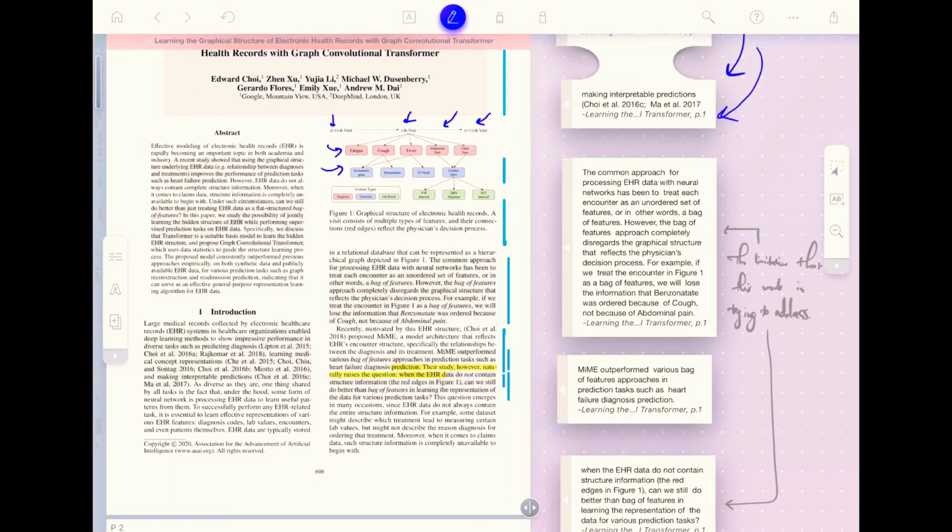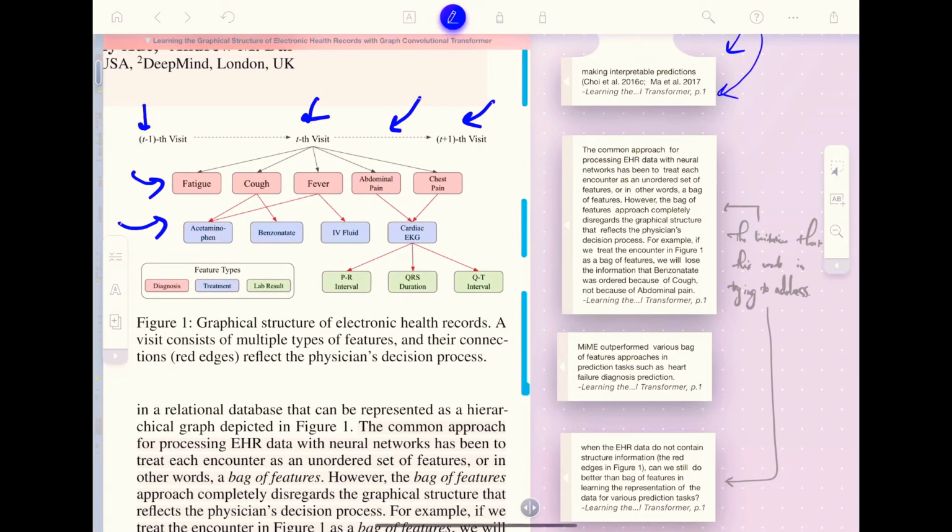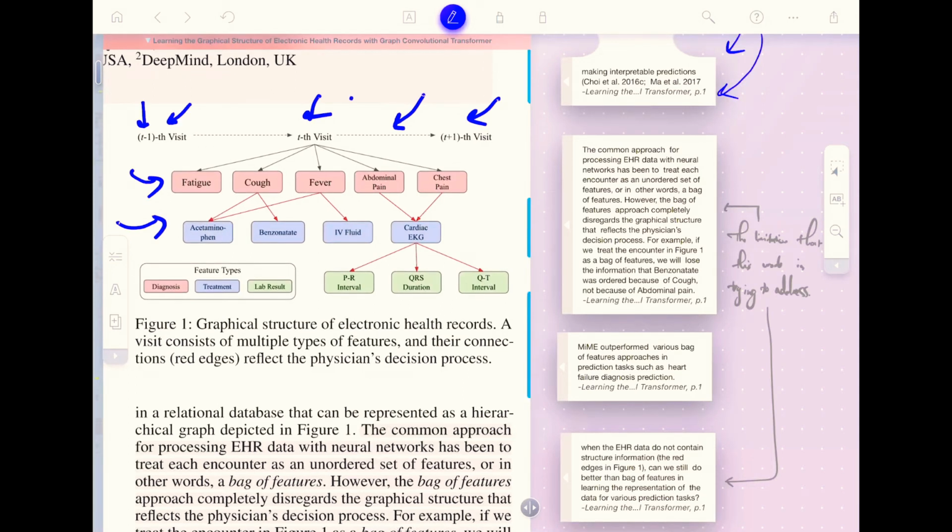For example, if we consider something like this figure, the importance of structure will show itself. If we consider a timeline of a patient and we have the t-1 visit, the tth visit, and the t+1 visit, and we consider this visit, we can say that, for example, this bill here, acetaminophen, is associated with cough and not abdominal pain or chest pain. So this is one of the instances in which some sort of prior knowledge on the structure of the different features might be helpful in final predictions.